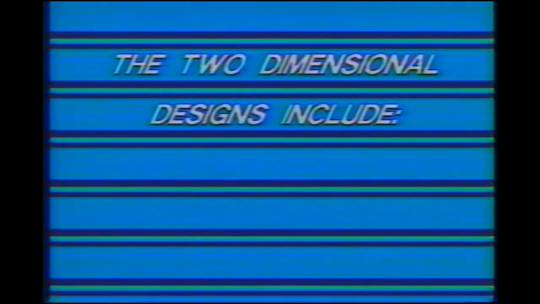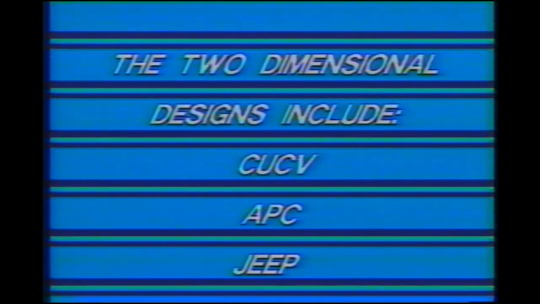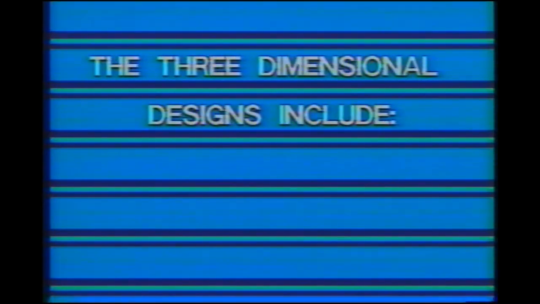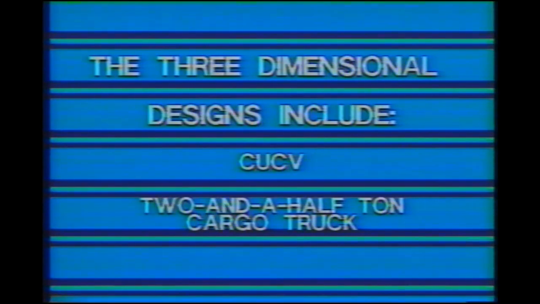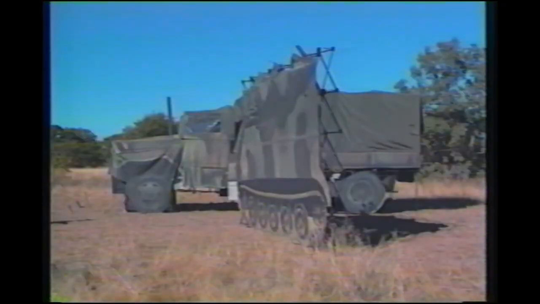The 2-dimensional designs include the Cutby, the APC, and the Jeep. The 3-dimensional designs include the Cutby, the 2.5-ton cargo truck, and the Jeep. Both 2 and 3-dimensional devices are similar in design. Each consists of low-cost, lightweight frames and canvas murals which incorporate thermal signatures.